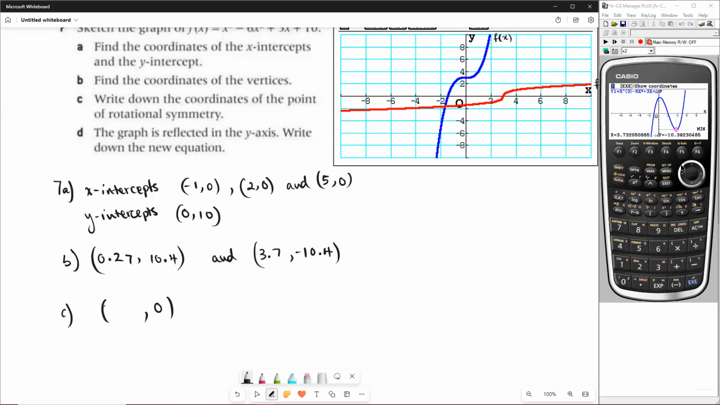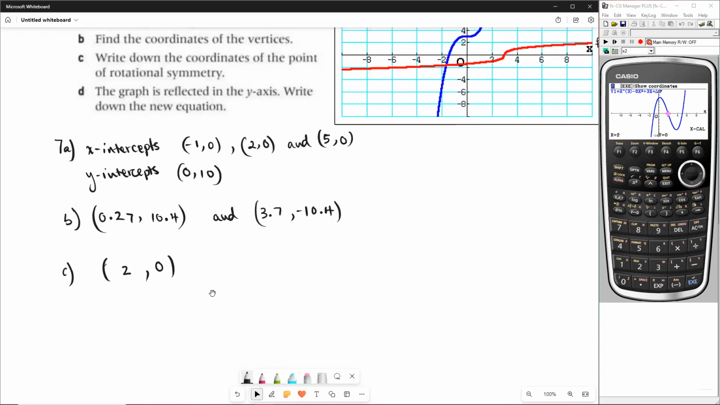So we'll go to the calculator and look for the x coordinates when we know that y is 0. So that's this one, the one that's between your maximum and your minimum. It's 2, 0. Then they said write down, and remember, it's something you're not supposed to work out. When it says write down, you don't have to work anything out. So that's why I just used the graph.